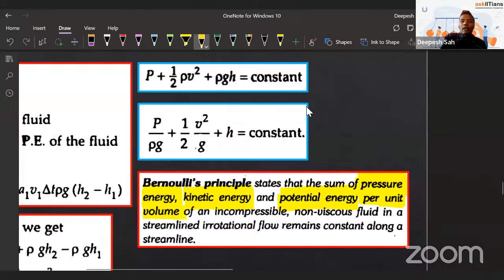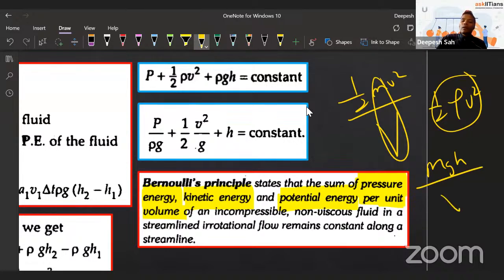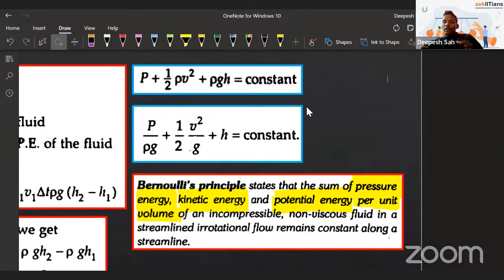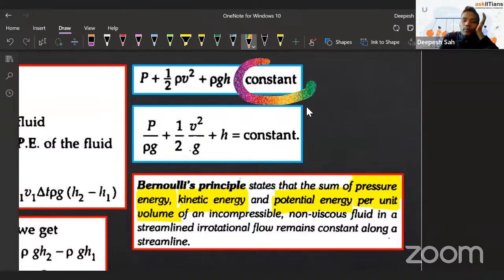Per unit volume means, just like I am saying, half mv square divided by volume, mass by volume is density, so half rho v square. Similarly, mgh divided by volume is rho gh. My point is that if you take kinetic energy per unit volume, potential energy per unit volume, and pressure energy per unit volume, the sum of all three is actually equal to a constant. Are you understanding my point, Elizabeth? This is Bernoulli's principle. There is a proof for it, although we are not discussing the proof, but are you understanding my point?